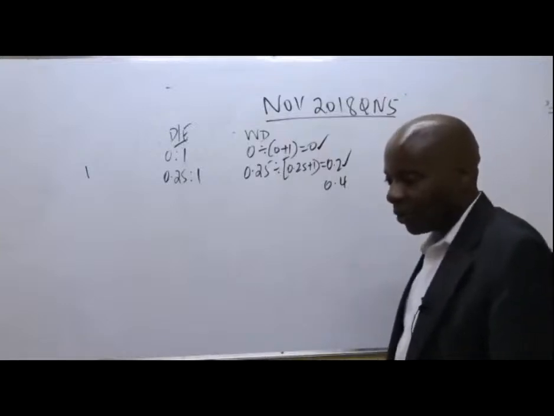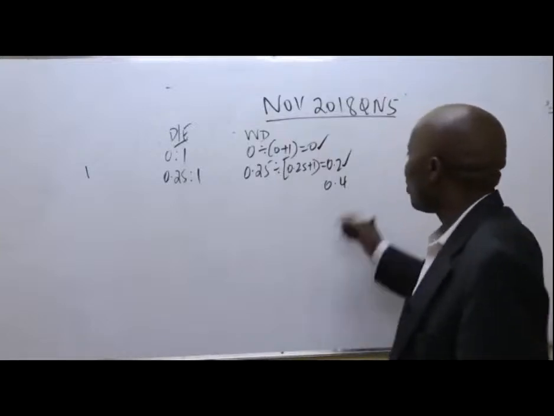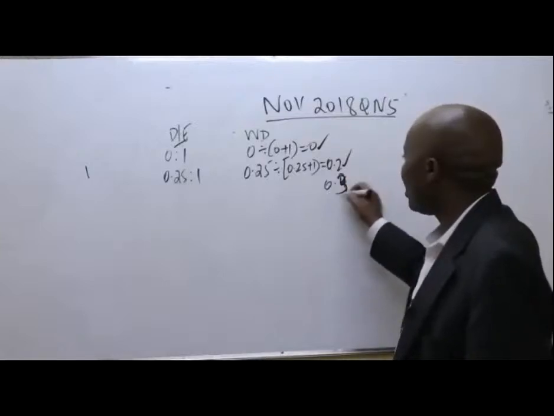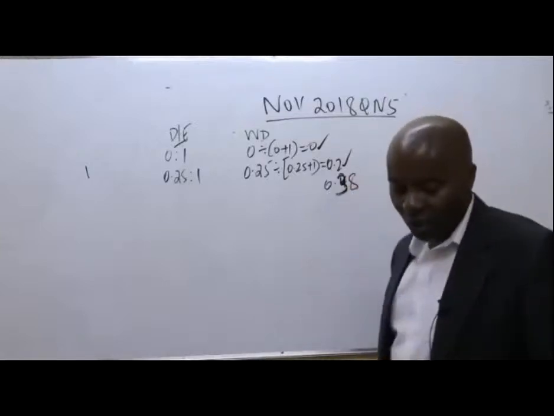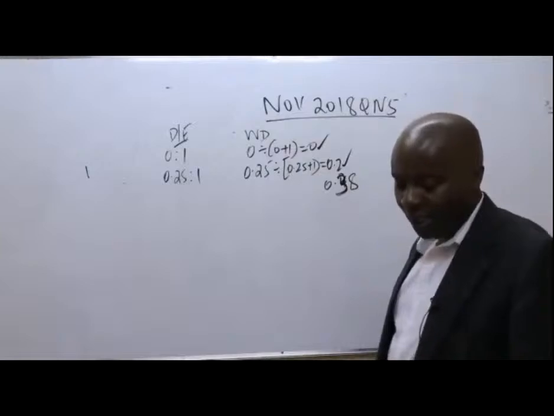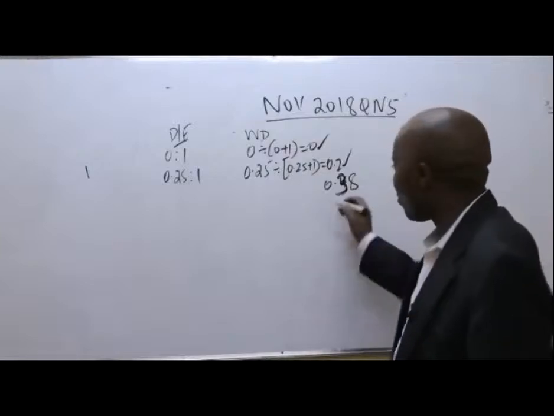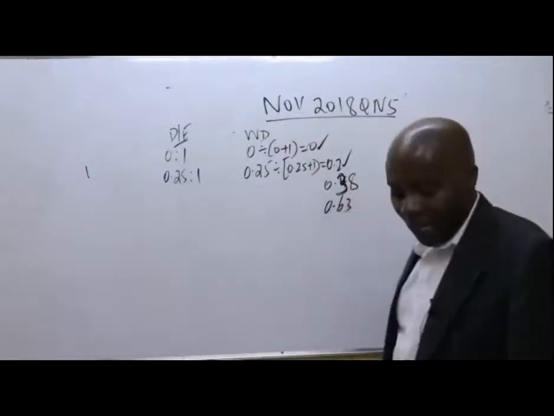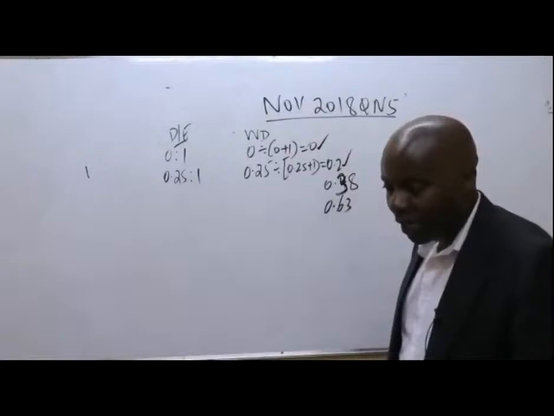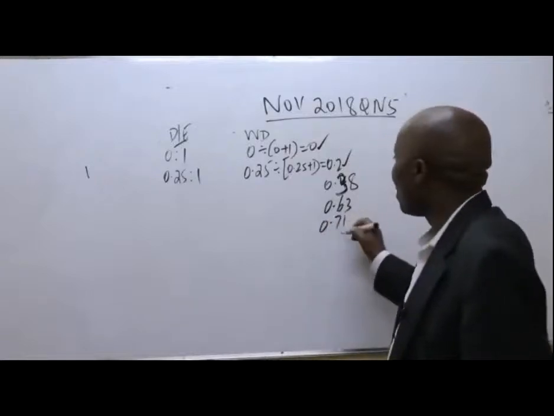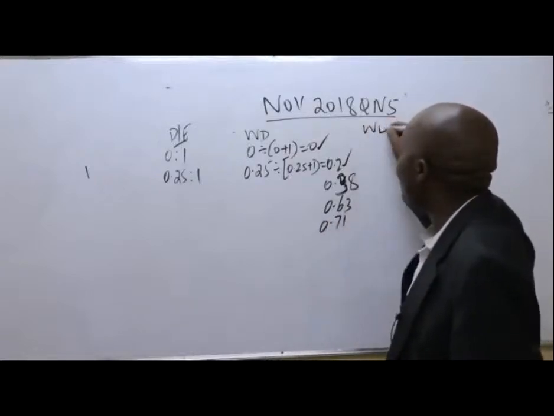I'm told 0.38 or 0.375. At least 2 decimal places is okay, so 0.38 is okay. The next one after that, I'm being told, is 0.63. And then the last one, I'm being told, is 0.71. Thank you, and thank you very much. So please come and give me the weight of equity.